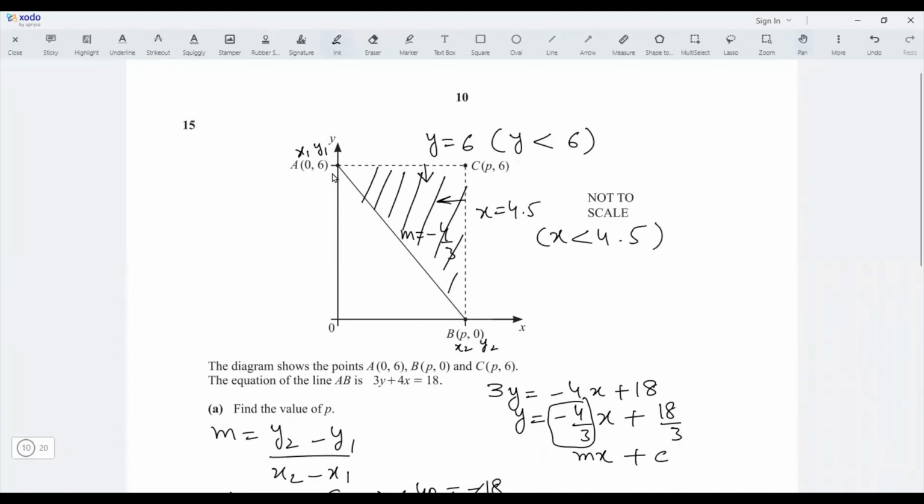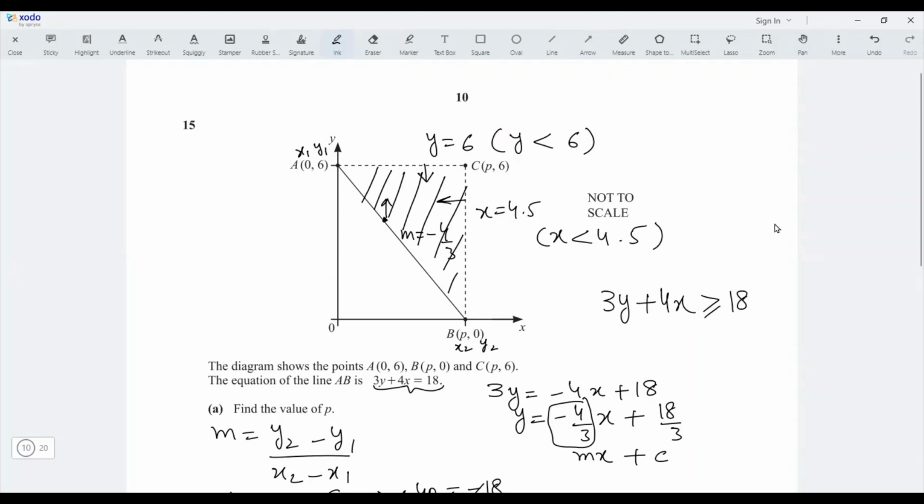What about the third one? For the third one, we have the equation of the line. Look at the region: whether the region is lying above the line or below it. If we take any point on this line, the region is above it. So it means the region must be greater than or equal to, because it's a solid line. So the inequality will be 3y + 4x ≥ 18.